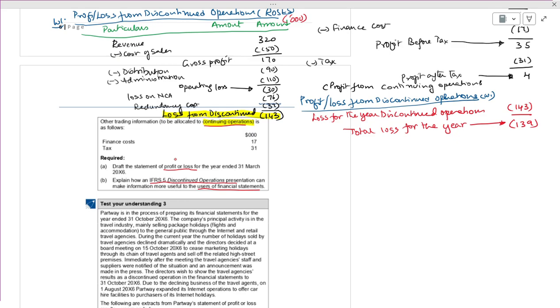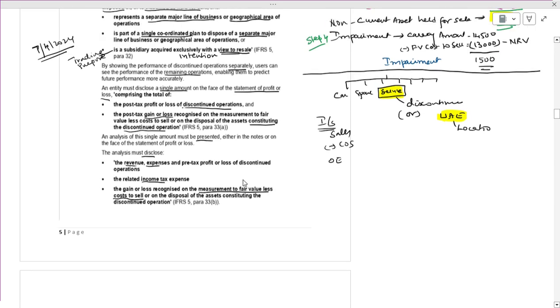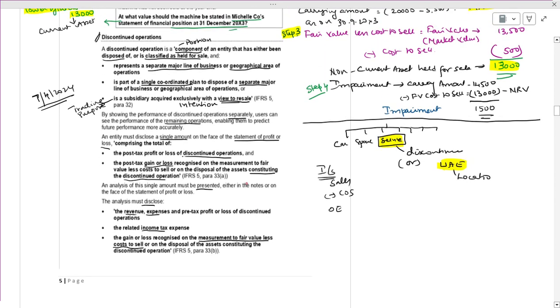They are asking us about IFRS. What is the rule of IFRS? IFRS says that when a business is going to follow the things, we are not going to write anything new. We are going to talk about this much only. What it says in terms of disclosure, they are asking very clearly in terms of disclosure.